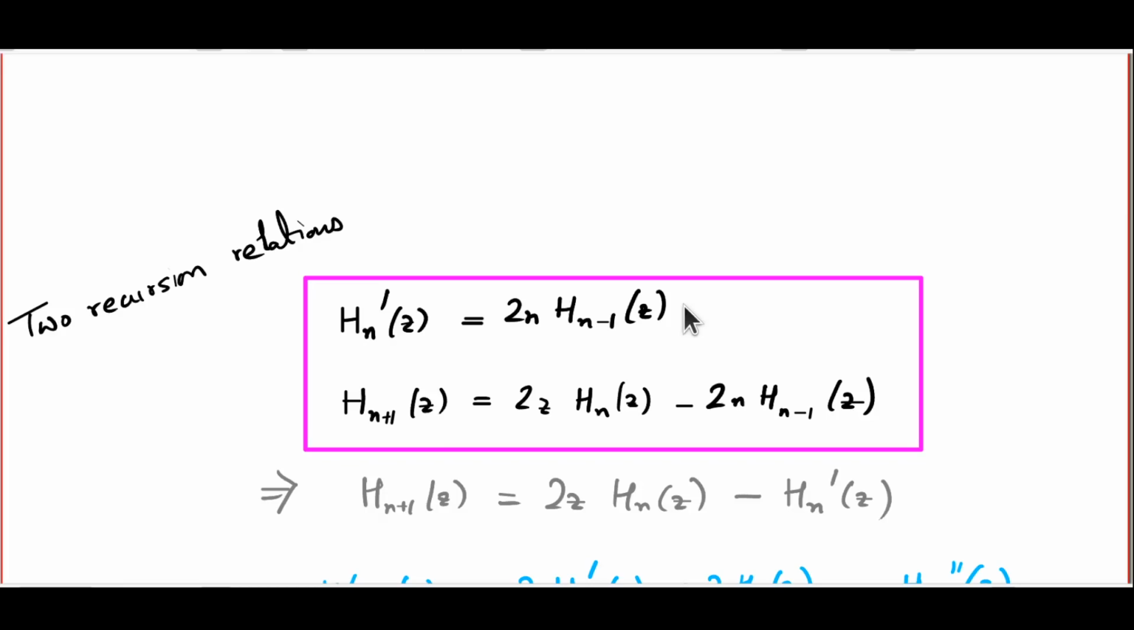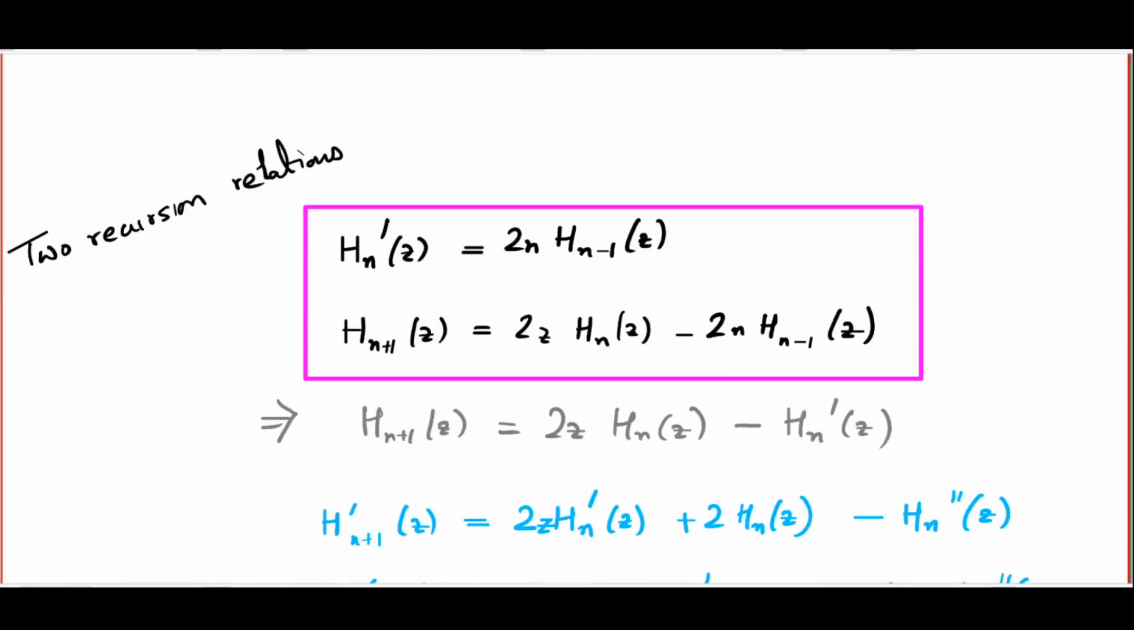But the Hermite equation, of course, is a second order differential equation, and we have only one derivative here. But the way out is simple. We just differentiate this once again. So we get h_{n+1}'(z) is twice h_n(z) plus 2z h_n'(z) minus h_n''(z). So that's all you get by differentiating. But now h_{n+1}'(z), according to this recursion relation for the derivative, is simply twice n plus 1 h_n(z). So you just put that in.